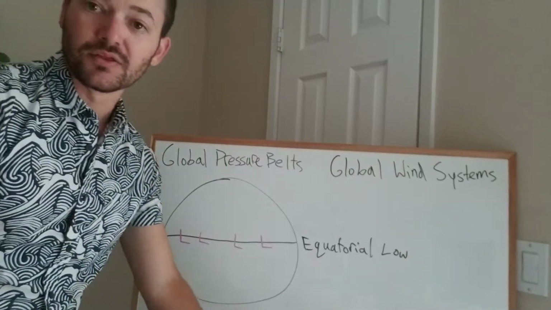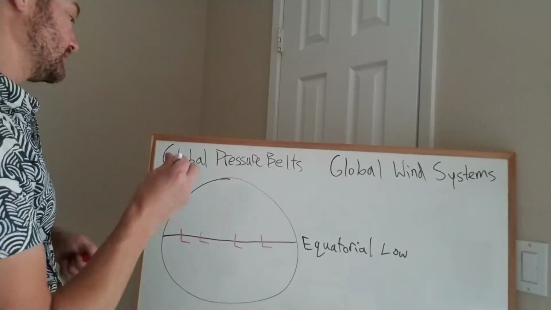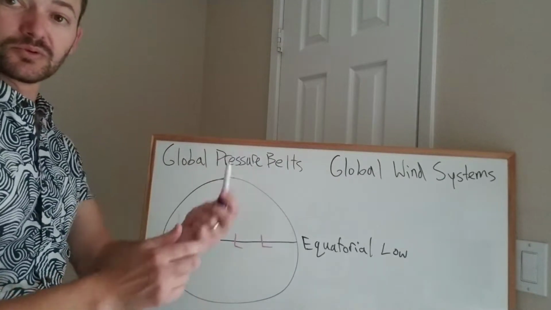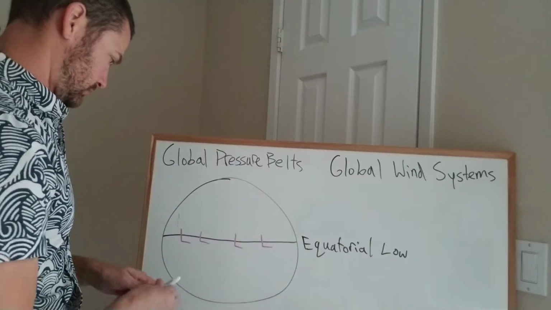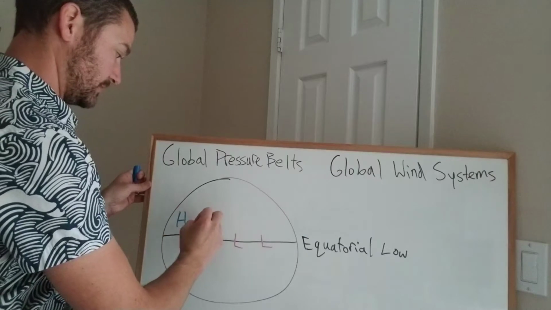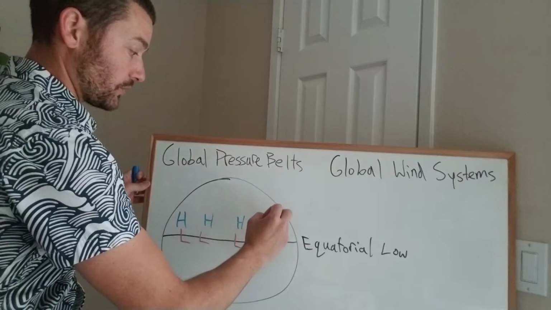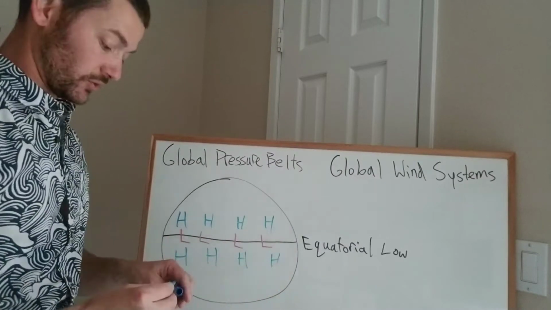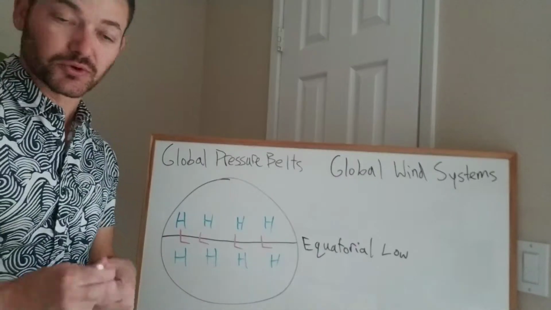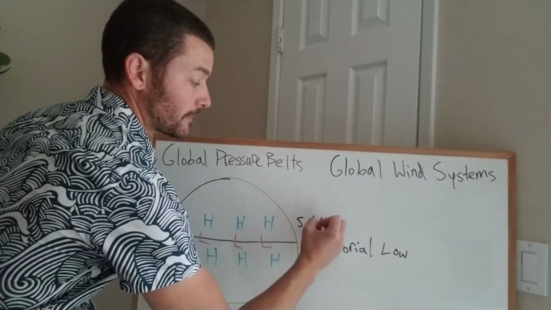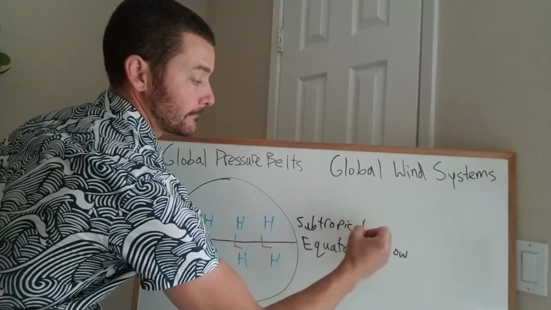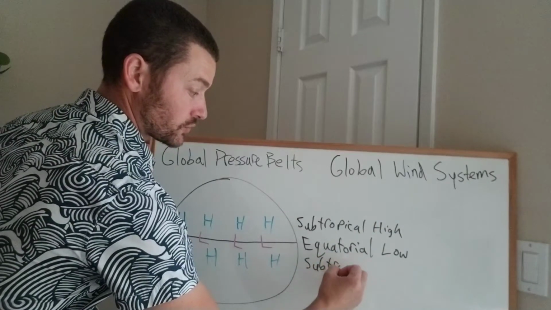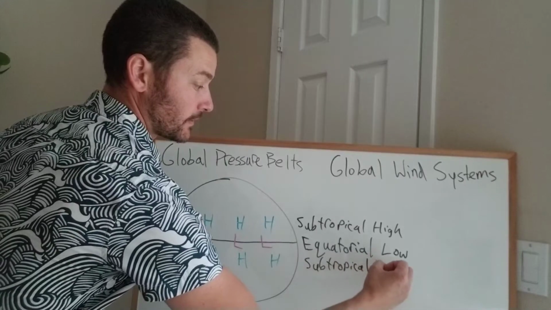Moving outwards from there, the next set of pressure belts is a pair of high pressure systems. Oops, red doesn't work. This is supposed to be blue anyway. High pressure systems on either side of the equatorial low. And those high pressure systems are called the subtropical highs. Subtropical high and subtropical high.